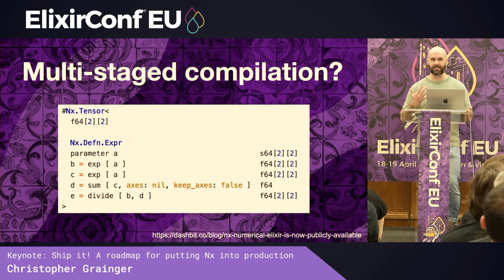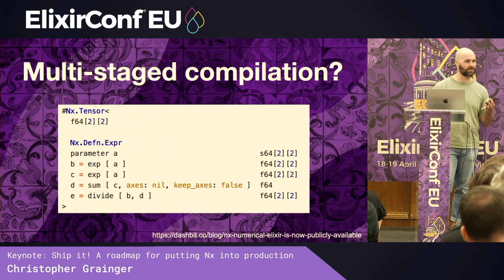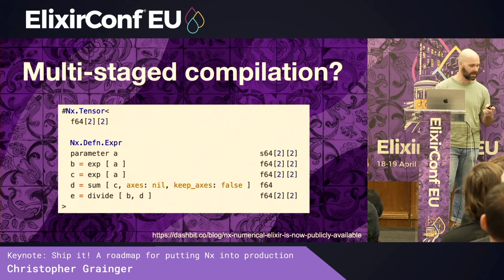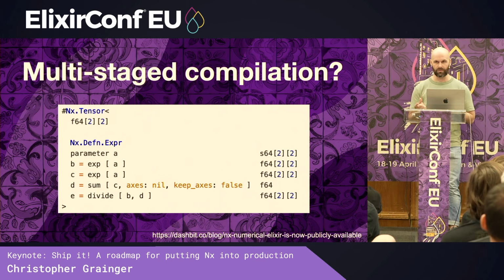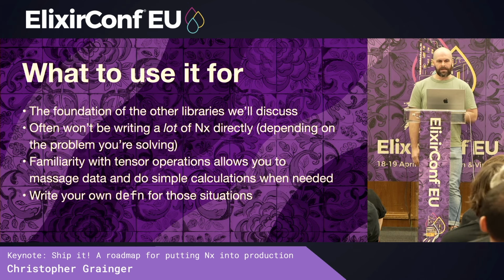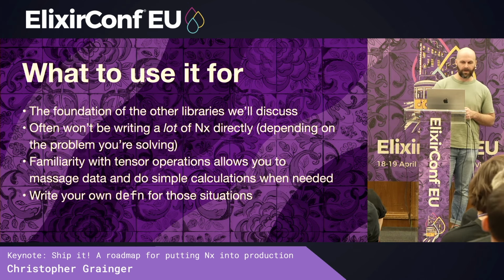But I think this understanding of the functionality that's going on, that backends and compilers are reaching outside of the Beam and producing these optimized bits of machine code that can then be placed on any piece of hardware that you want, is core for understanding everything else that you'll do. And it's core for being a responsible user of it when you go to actually put this into production. And it's core for understanding the value that the other libraries that build on it can offer you and why they're different from other ecosystems. Okay, so what are you going to use it for? It's the foundation of other libraries that we'll discuss.